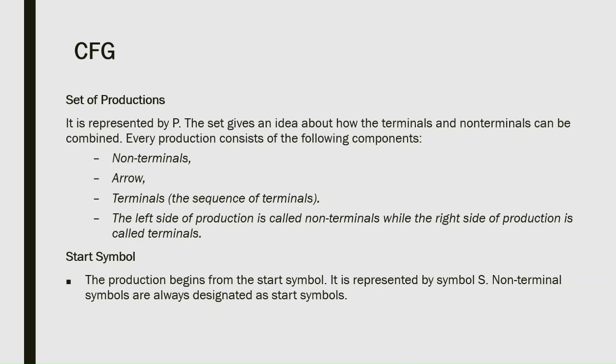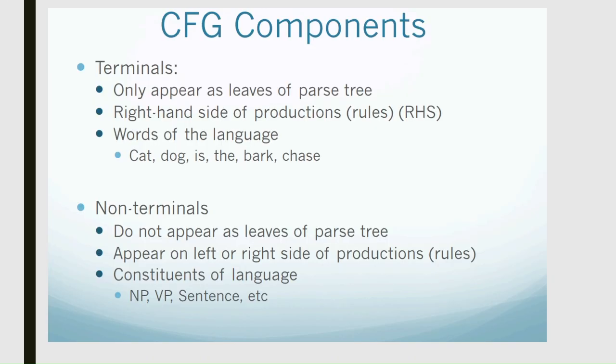So the left side of the production is called the non-terminal and the right side of the production is called the terminals. The start symbol is where the production begins. It is represented by the symbol S, and non-terminal symbols are always assigned as the start symbol. Okay. So these are all the grammatical rules. So you will have the non-terminals, terminals, set of productions and start symbol. So you just go through these components.